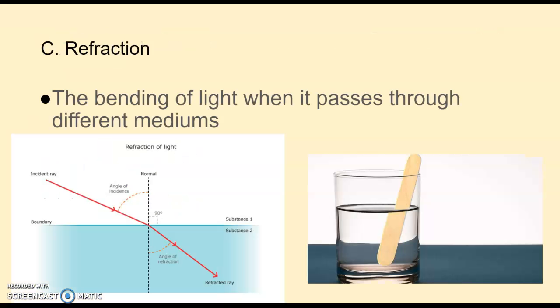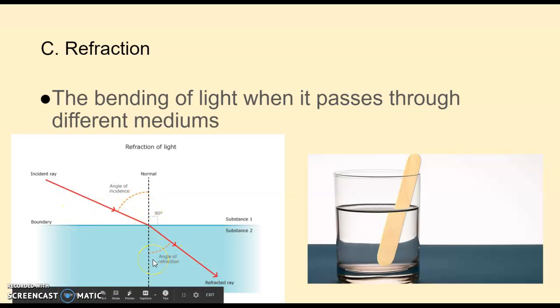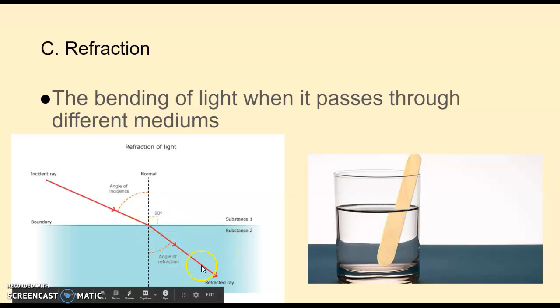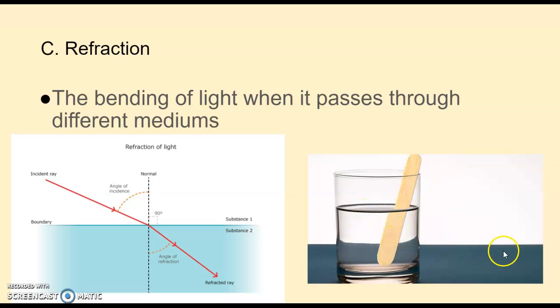And then I have refraction. This is the bending of a light when it passes through different mediums. So we know that waves travel at different speeds, right? A wave traveling through air might travel at a different speed when it reaches the water. It might slow down. So when this happens, the wave actually is bending. Notice it's still going in the same kind of direction, but it bent.